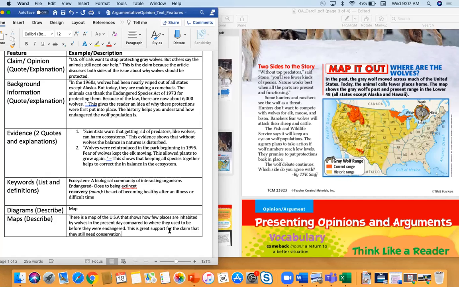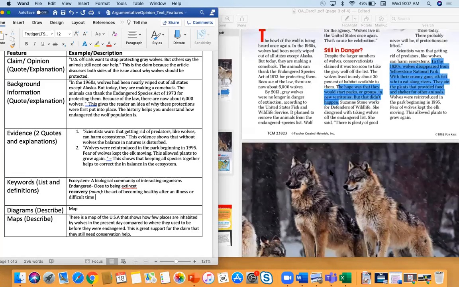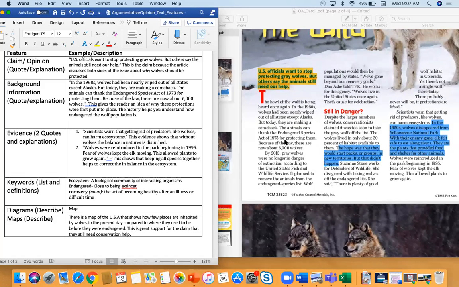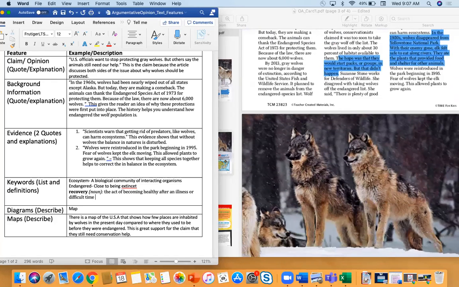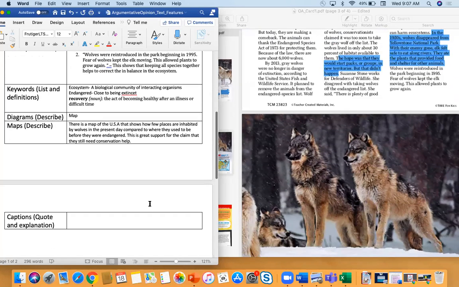Conservation. Ooh, conservation is a good word. Did they use that word? I don't see it, but okay.